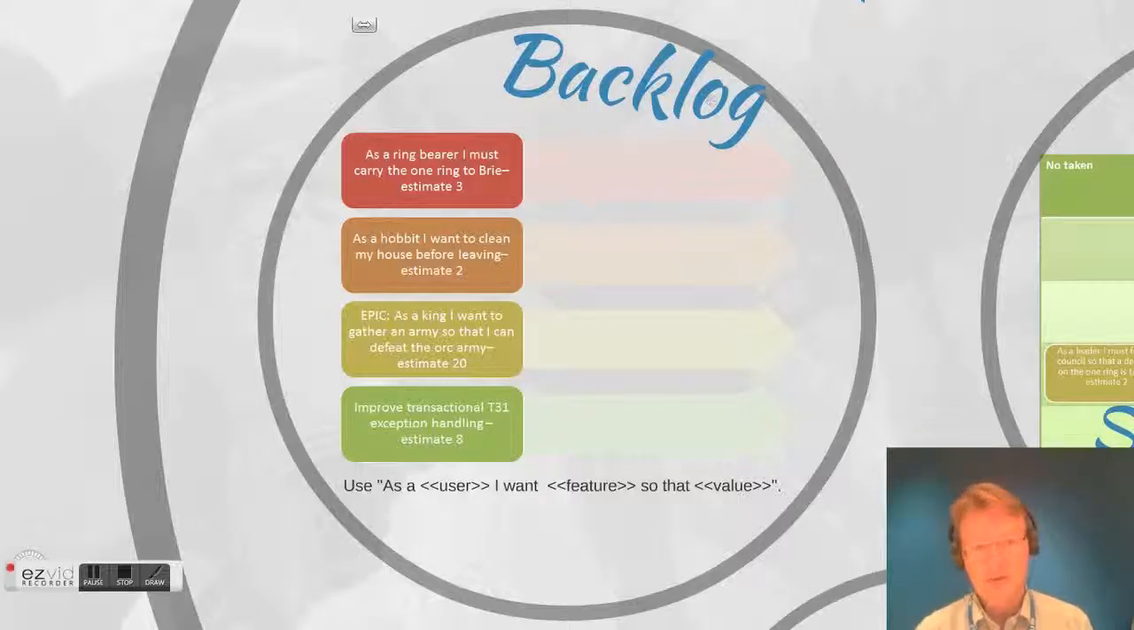Now, some stories are good, some are not. The story about improved transactional T31 is probably not good, because a story should be in a language that everyone understands, from the product owner to the team to basically anyone who has something to do with the project. So it should be in a good common language.